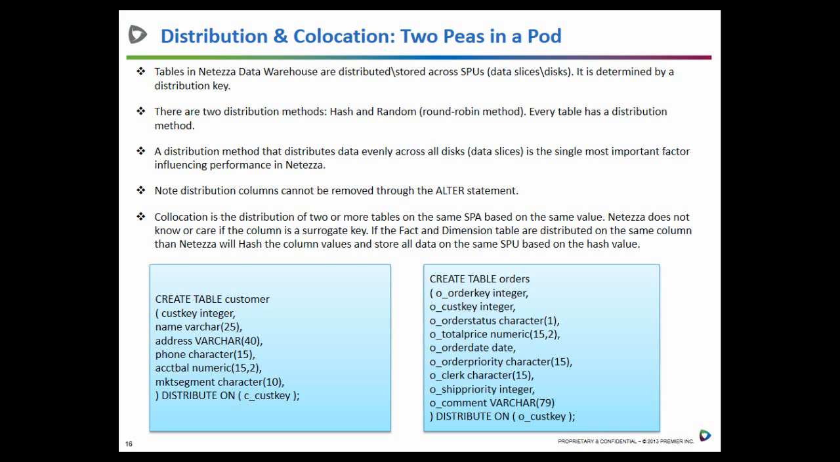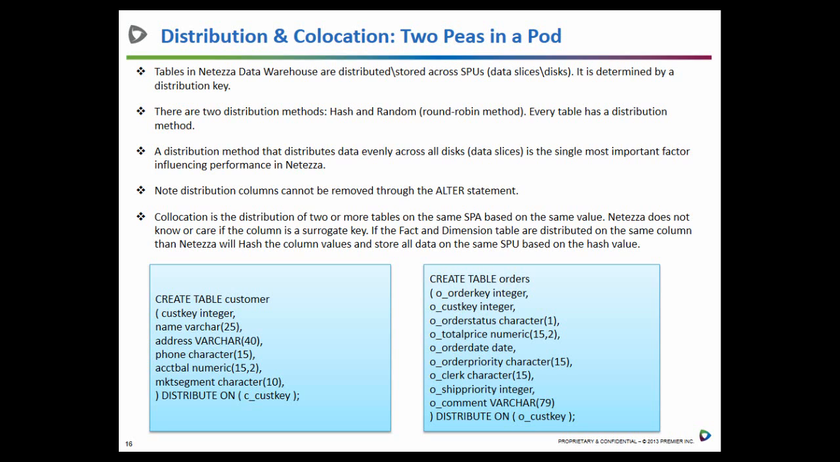I want to refresh everyone's memory on what this spool means, because we are using Netezza jargon to give you an idea of how Netezza stores and processes data. Right, so co-location is distribution of two or more tables on the same spool based on the same value. Netezza does not know or care if the column is a surrogate key or not. It's not necessary that you distribute your data on a surrogate key, although it is recommended because surrogate keys are typically high cardinality, but it is not necessary. You can distribute data on anything.